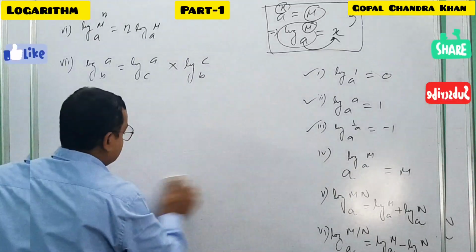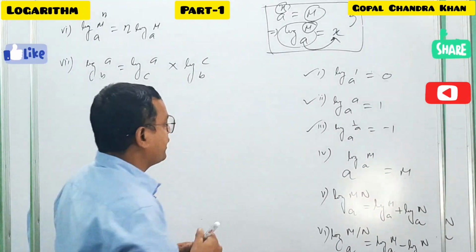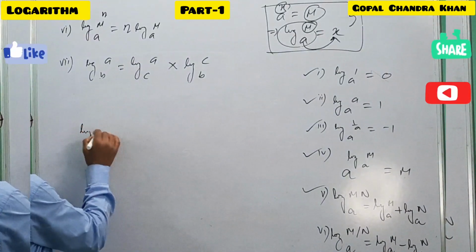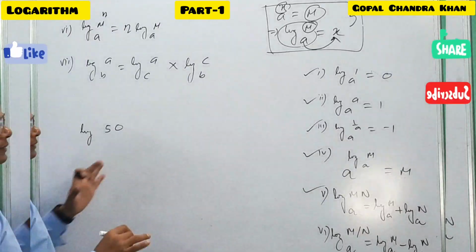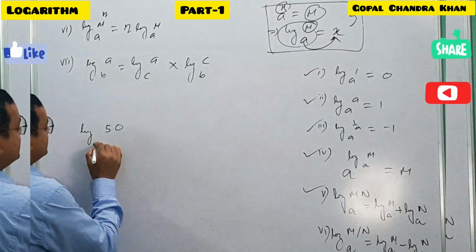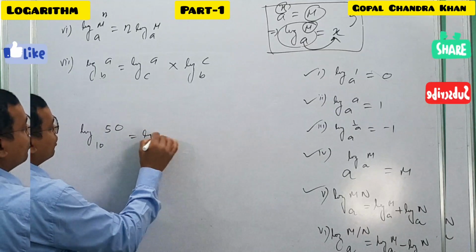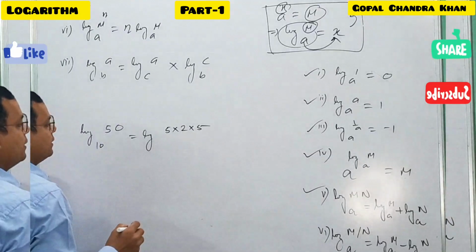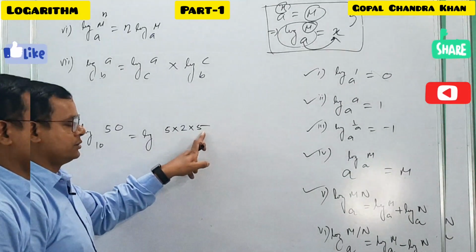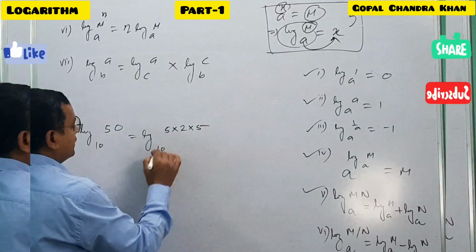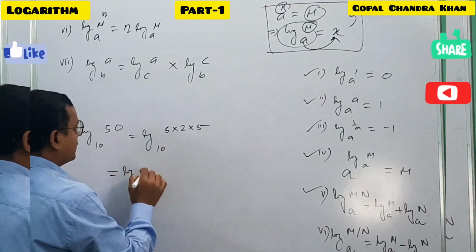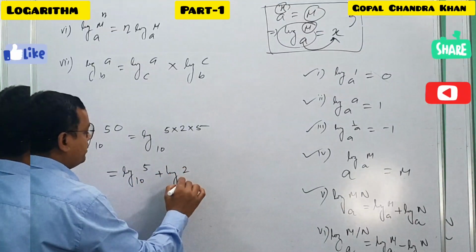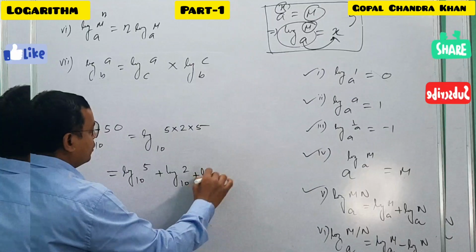Okay, now this number 4 application is done. Number 5, how can we do it? We can get many calculations like log 50. I need to get the value of log 50, suppose base 10. So I can get log of 5 into 2 into 5. Look at this: 5 into 10, 10 into 5, how much? 50, base 10. So I can write logarithm 5 base 10 plus log 2 base 10 plus log 5 base 10.